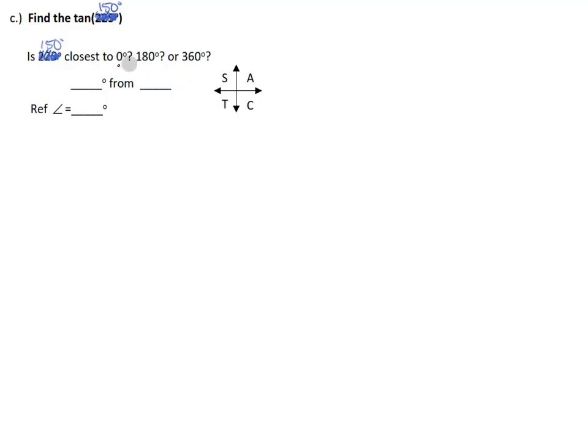So first thing, are we closest to 0, 180, or 360? We're closest to 180. How far from 180 are we? We're 30 degrees away. So we're going to use 30 degrees as the reference angle in the first quadrant. So let's figure out what is tangent of 30 degrees. Now, the tangent values you may just need to memorize, right? Sine and cosine, we can use the hand trick, but tangent we need to memorize. Tangent of 30 degrees is root 3 over 3. So this would be our reference angle.